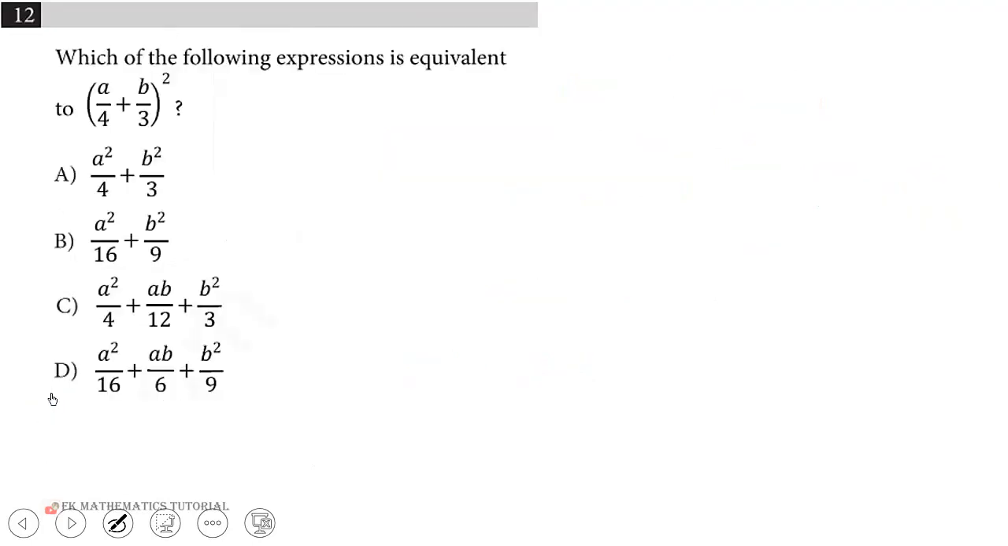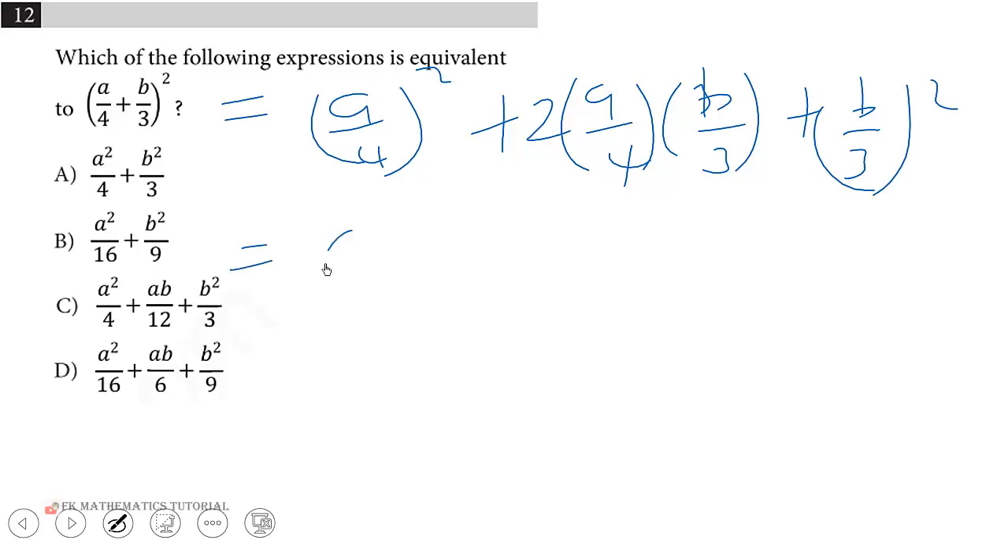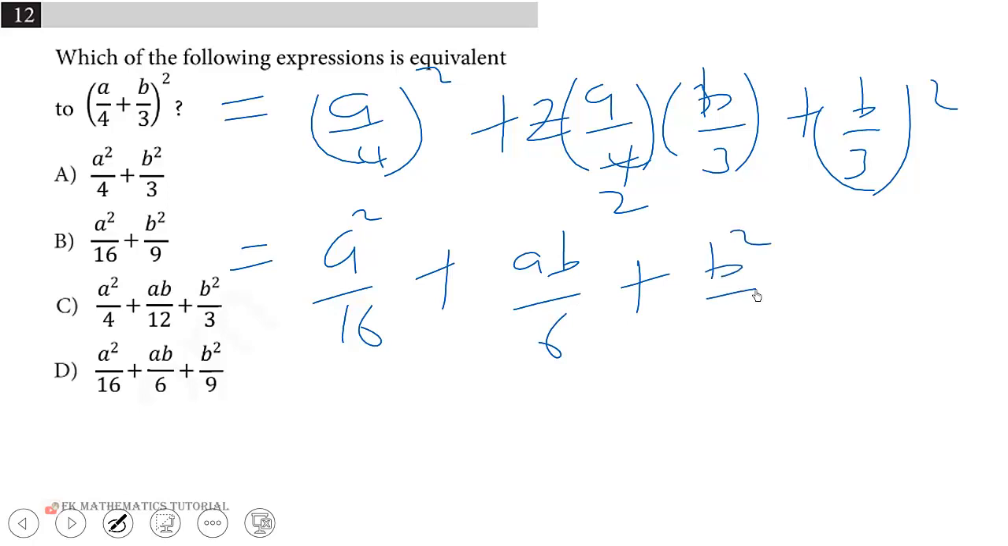Then let's look at which of the following expressions is equivalent to (a over 4 plus b over 3) all squared. So this is a perfect square. This will be equal to (a over 4) all squared plus 2 times a over 4 times b over 3, plus (b over 3) all squared. So this will be a squared over 4 squared, which is 16. The 2 goes into the 4 two times, so we get ab over 2 times 3, which is 6. Then b squared over 9. So that will be D.